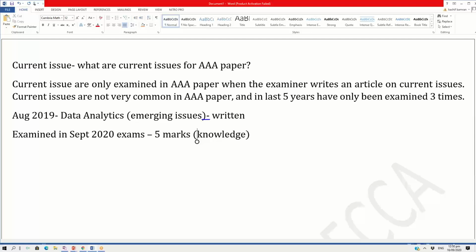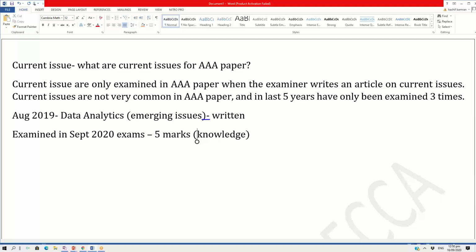So currently, when you're starting your syllabus for December exams, March exams, or June exams, there is no current issue. If there is a current issue, your tutor will tell you. If there is a current issue, your tutor will give you a lecture on that. If there is a current issue, your tutor will give you proper resources on that. So nothing to worry about.